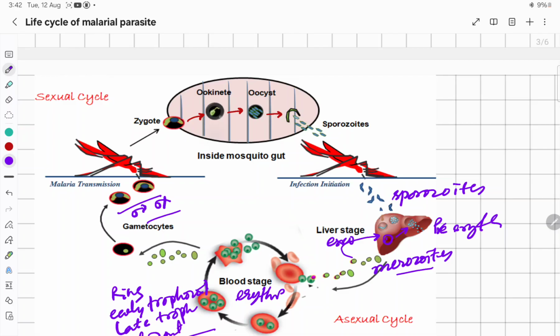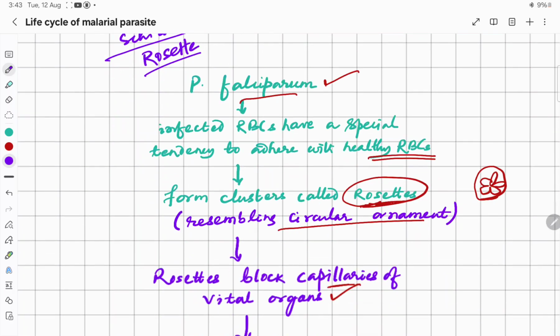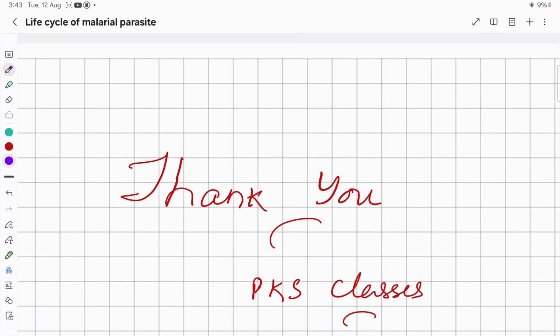This zygote is then converted to an ookinete, then the ookinete is converted to an oocyst, and finally this oocyst bursts to release the sporozoites, which move into the salivary glands of the mosquito, and they enter another human host after the mosquito's next bite. So this is all about the life cycle of the malarial parasite. Thank you.